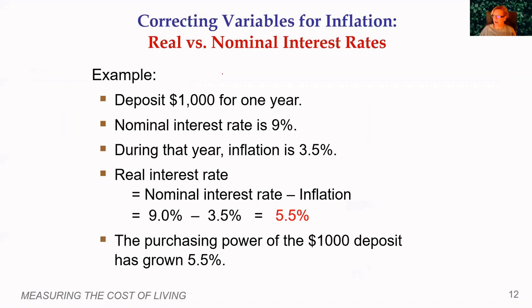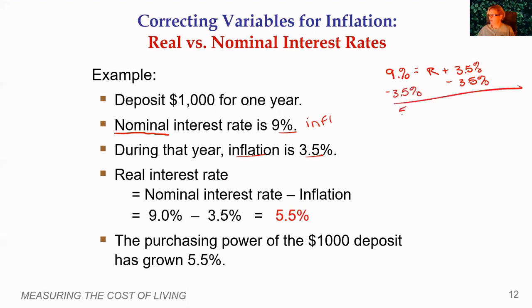So here's an example. You deposit $1,000 for 1 year. The nominal interest rate, so that has inflation in it, is 9%. During that year, inflation is 3.5%. What's your real rate of interest? So we're going to take 9%, because that's our nominal interest rate, is equal to the real rate plus 3.5%. So if we subtract 3.5% from each side of the equation, how about 5.5%? That's your real rate of interest.